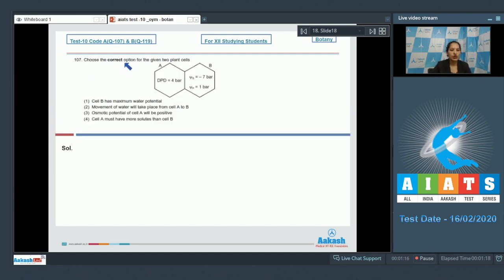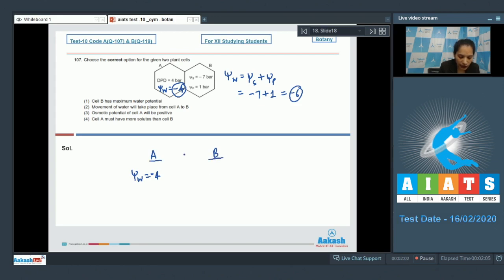Question number 107. Choose the correct option for the given two plant cells. Here two plant cells are shown. You have to choose the correct option regarding the question. Now, before moving to the options, we should see that here psi w will be -4 and here psi w will be psi s plus psi p, that is -7 plus 1, that is -6. For cell A, the psi w is -4, whereas for cell B, the value of psi w will be -6.